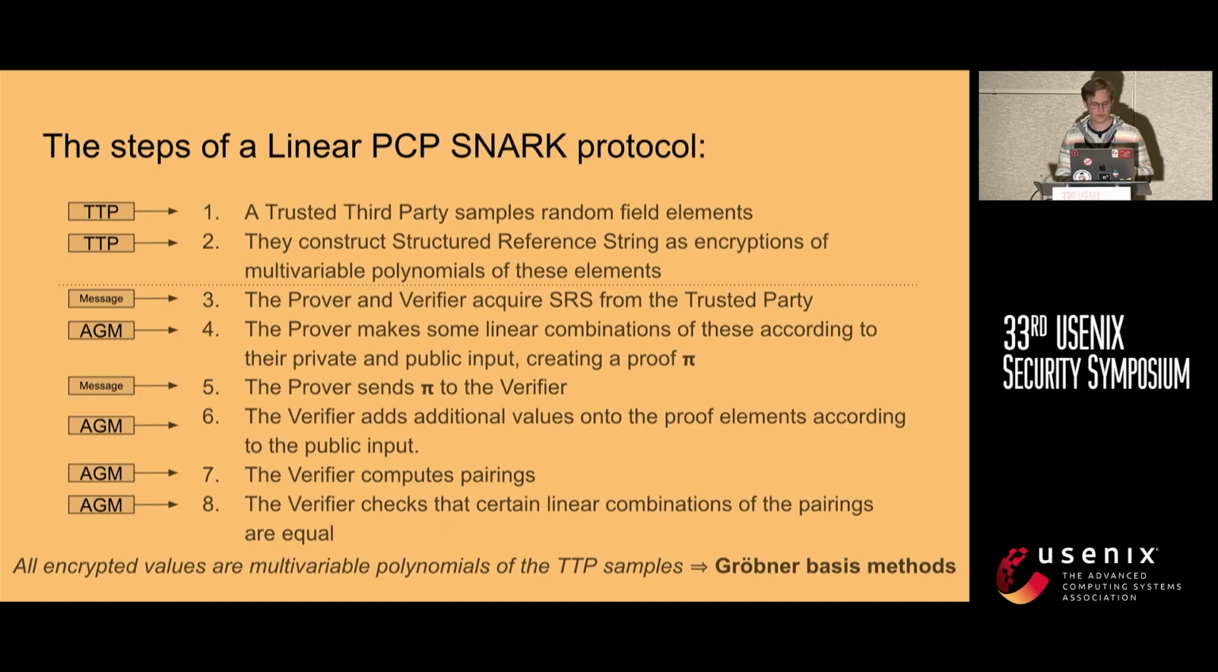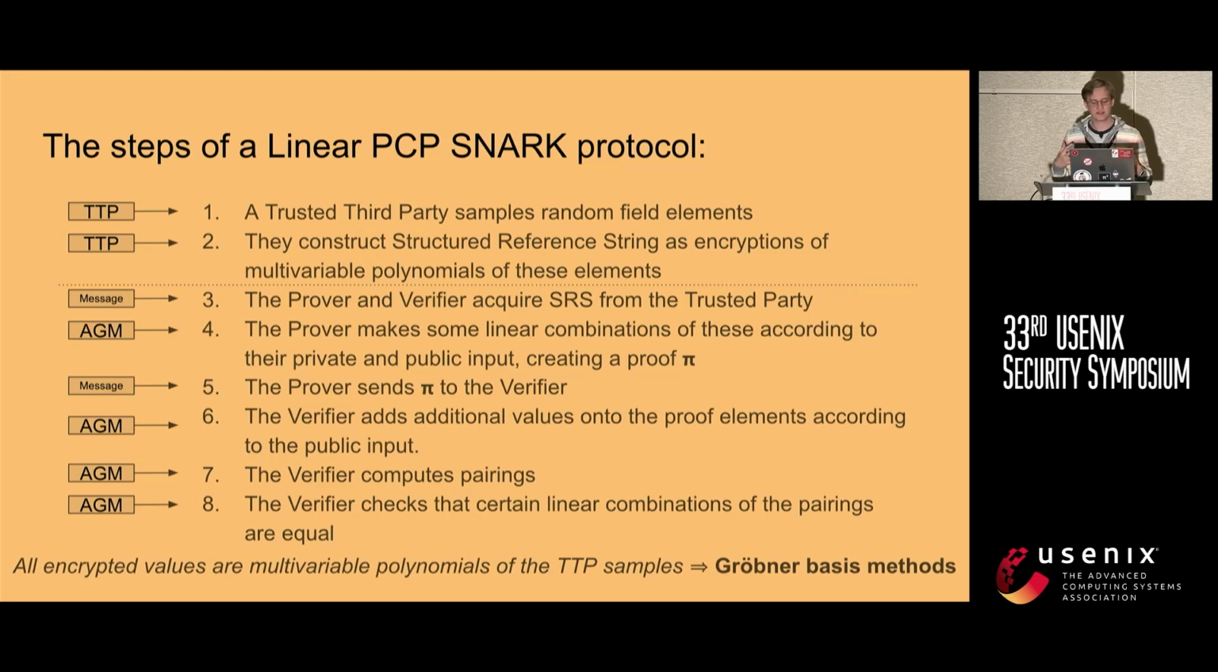So to walk through the steps of how a linear PCP SNARK protocol works, with an eye towards how we'll eventually go about automating proofs of soundness for these kinds of SNARKs. The first thing that happens is that there's a trusted third party that will sample some random field elements, and they will put these field elements, encrypted, into the elliptic curve groups. At that point, the trusted third party will be done, and they'll ship this data that they produce, which is called the structured reference string. They'll ship this off to the prover and the verifier. Now it's up to the prover and the verifier to complete the SNARK protocol.